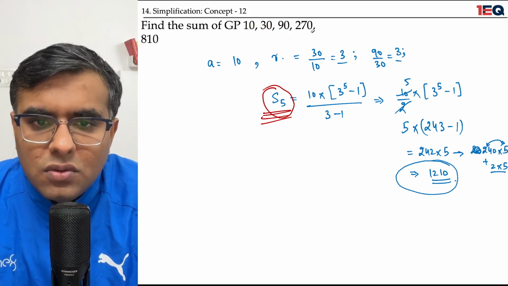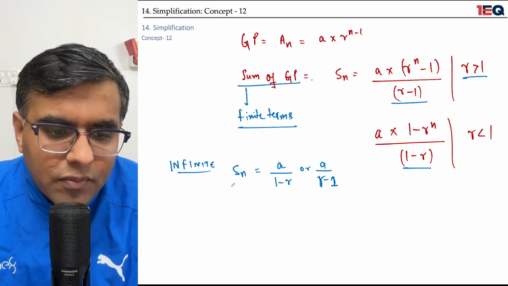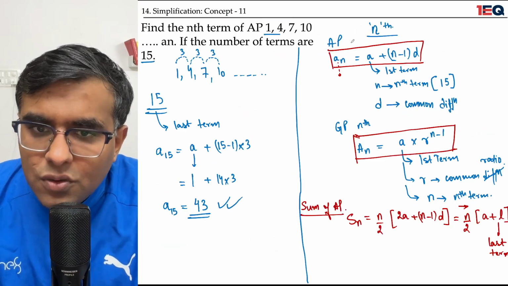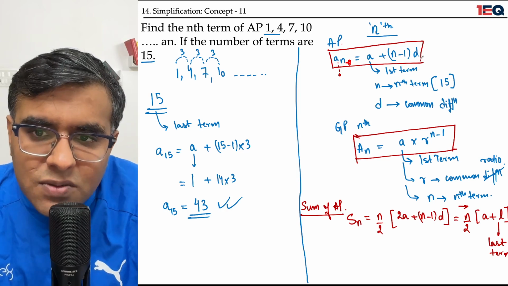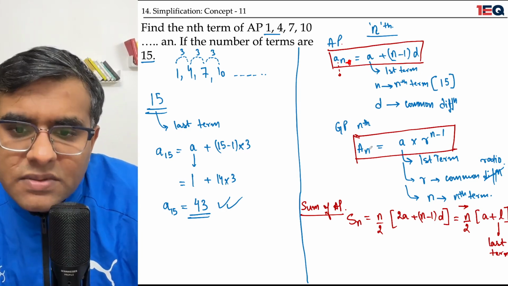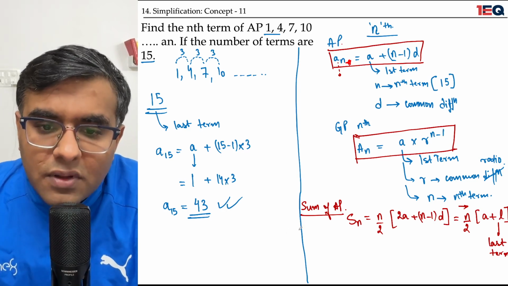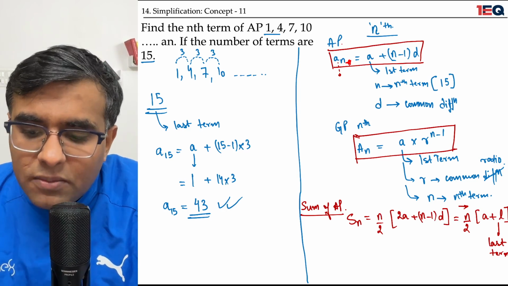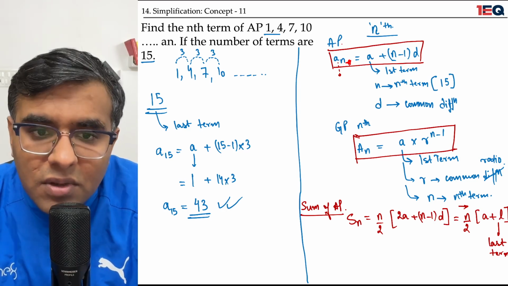So, for those who haven't been able to understand AP and GP, give me a moment and I will run you through the same within a jiffy. I've changed the pen color. So for AP, the nth term, An, is equal to a plus (n minus 1) into d, where a is the first term, n is the nth term we're talking about, and d is the common difference. For GP, the nth term is a multiplied by r raised to the power n minus 1, where r is the common ratio.